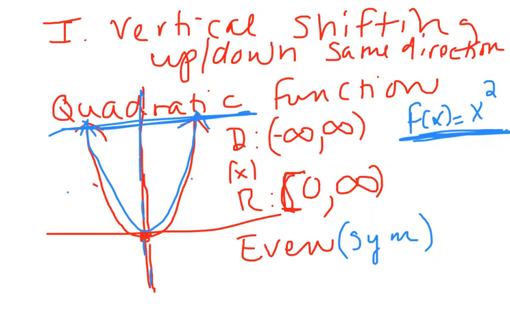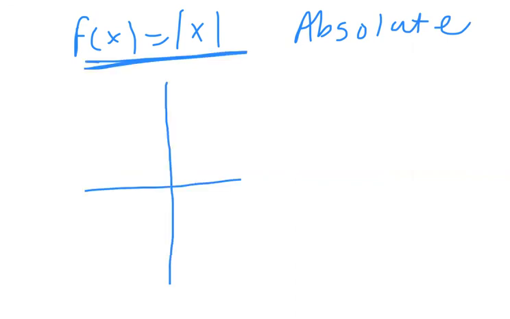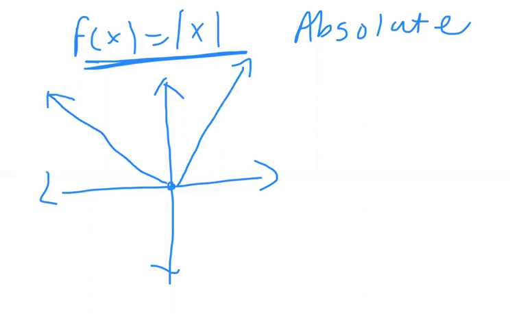Here's the second one. The second one is called the absolute value. For the absolute value function, the equation is f of x equals the absolute value of x. When you sketch the graph of it, guys, the graph will look like a letter V. Here, let me use a different color so I can sketch it out for you. It will look like the letter V, okay?